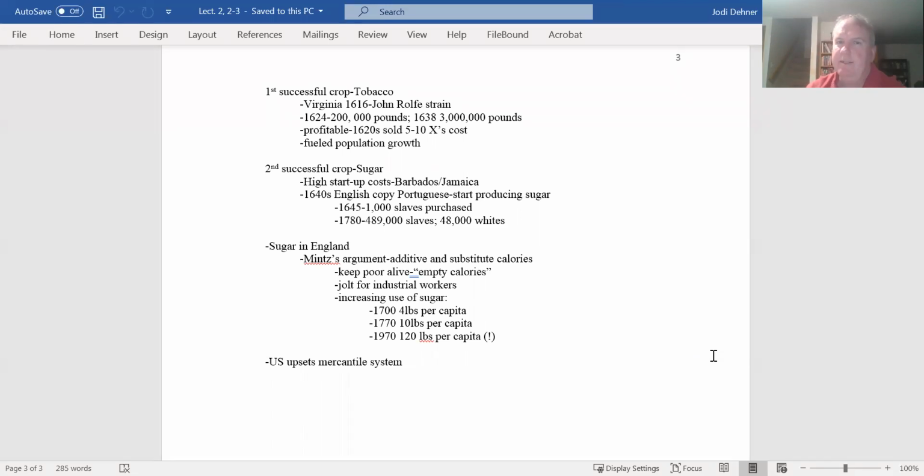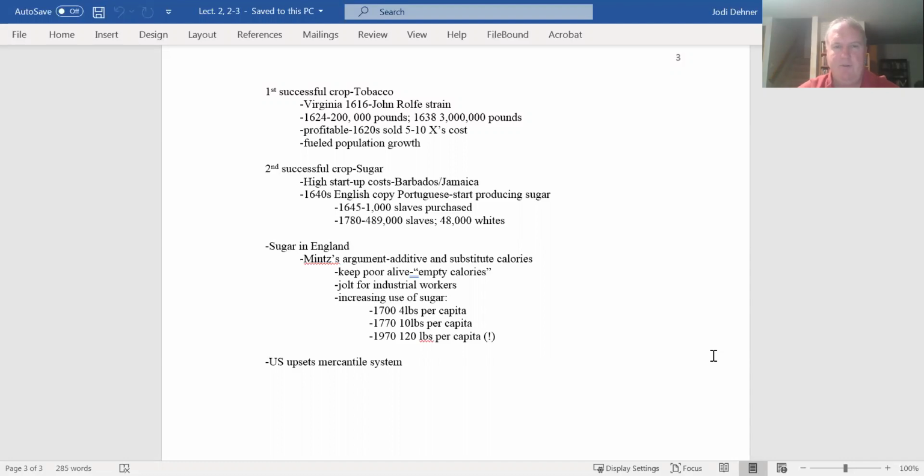The second successful crop is sugar, and it's remarkably successful. And the problem about sugar production is that it has very high startup costs. Sugar production is not worth a damn unless you have a sugar mill in which to produce it, and sugar mills are very expensive. When the British captured their own sugar islands in the form of Barbados and Jamaica, they wanted to copy what other sugar producers were doing. And so in the 1640s, the English began to copy the Portuguese and to begin to start producing sugar on these islands.